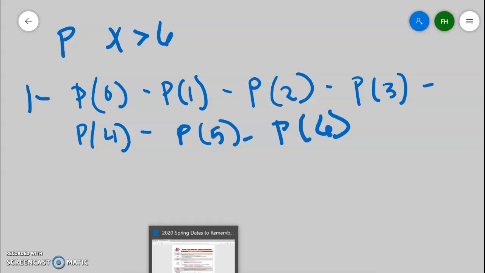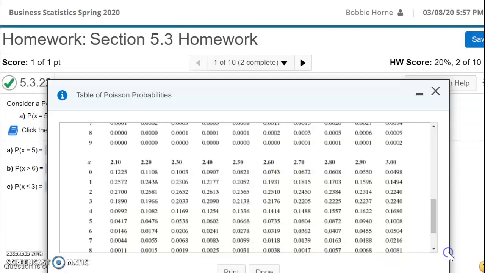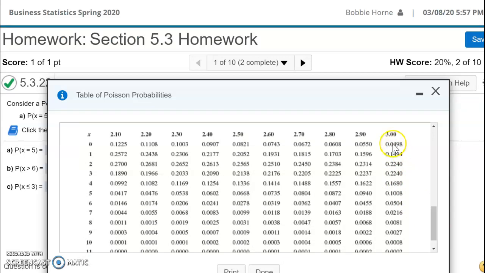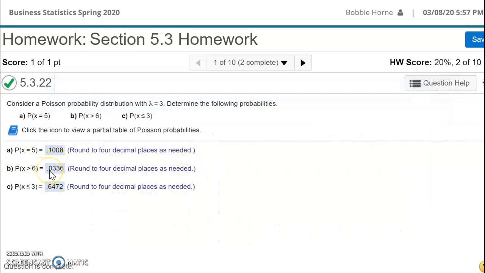So what you do is you go to your table and you go to 3 and you add up 0 all the way to 6. So 0.0498, 0.1494, 0.2240, 0.2240, 0.1680, 0.1008, and 0.0504. You're going to add those up and say 1 minus those, and that would give you your probability of x being greater than 6.